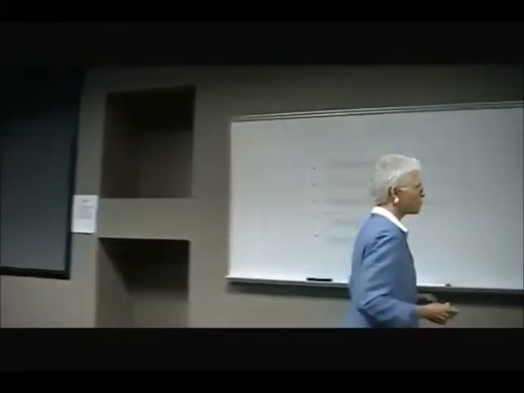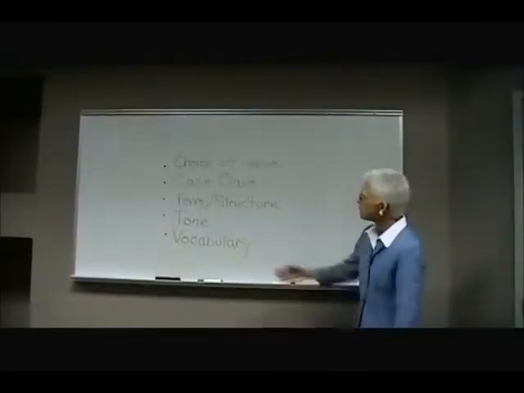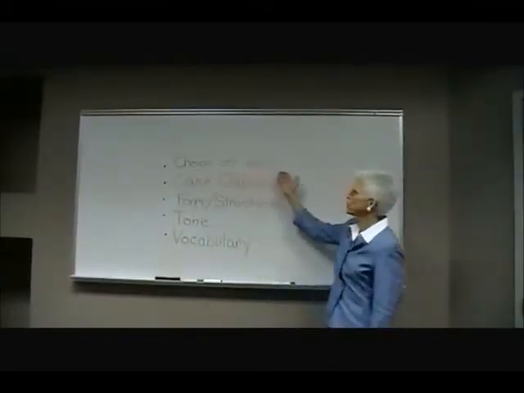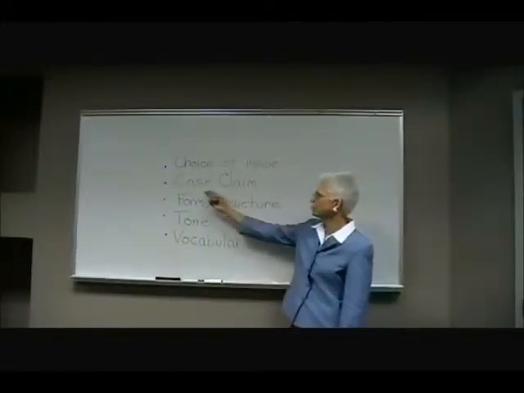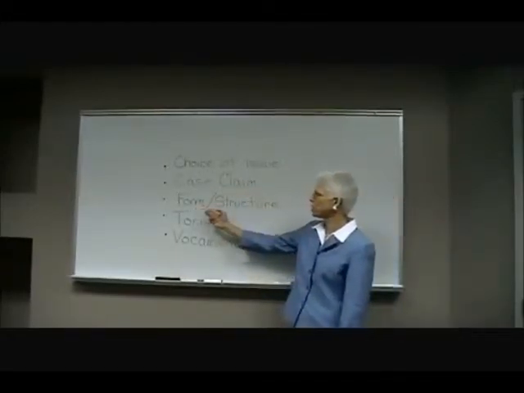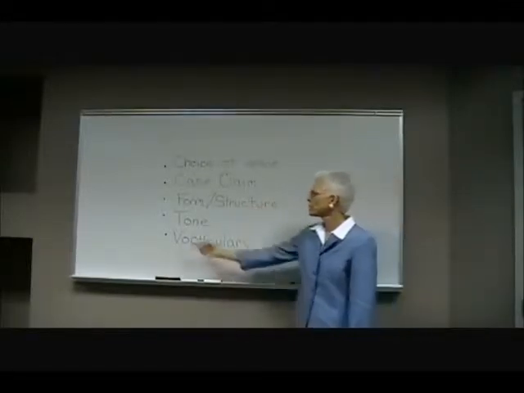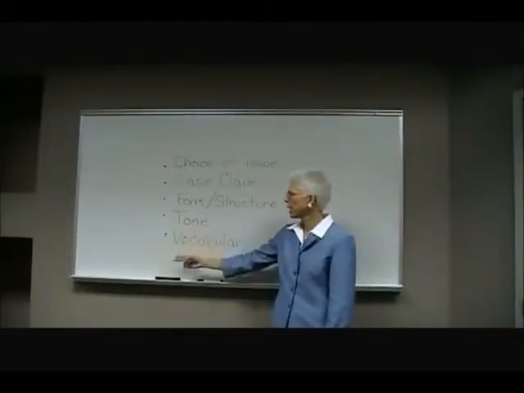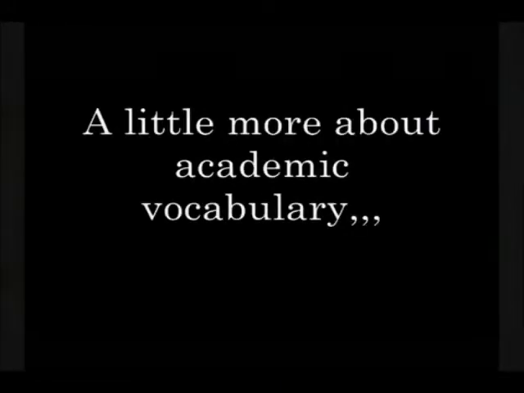Let's take a look at the 5 different ways that audience should affect your argument. First, the choice of issue. Right from the beginning, that should be important. Second, your formulation of your case claim. Third, the form and structure you choose. We'll be learning 2, classical and Rogerian, for this class. The tone of your argument and the vocabulary that you select.